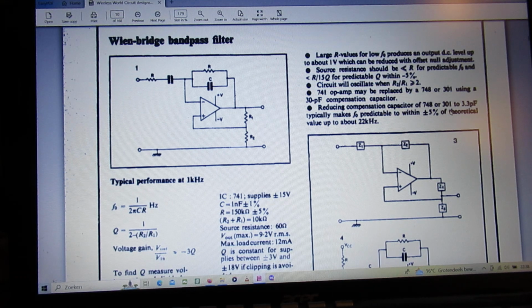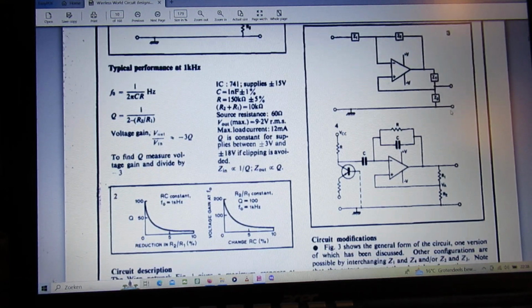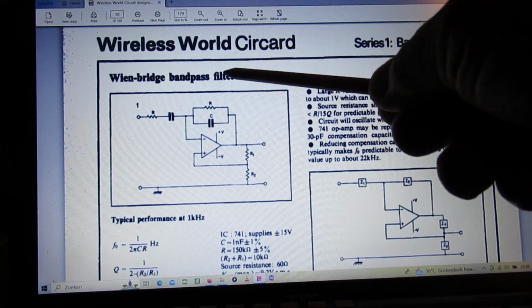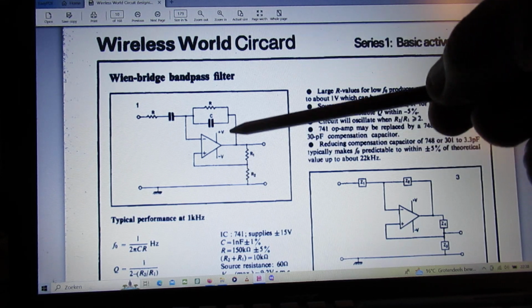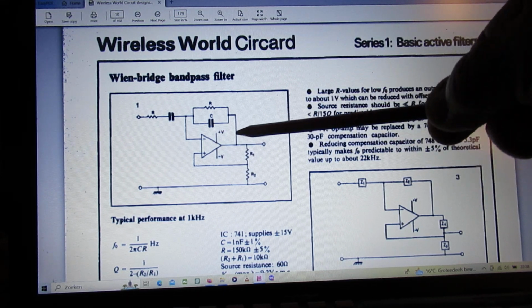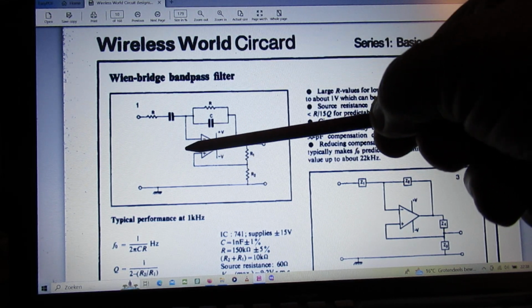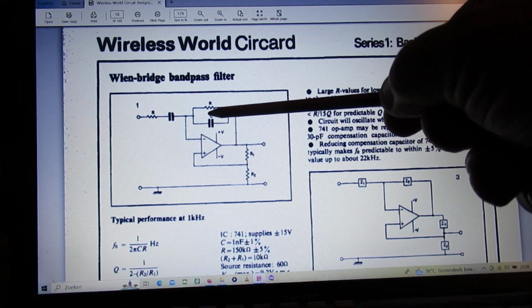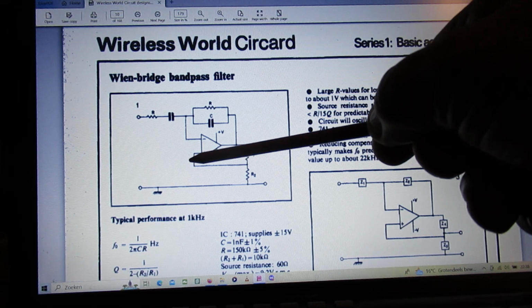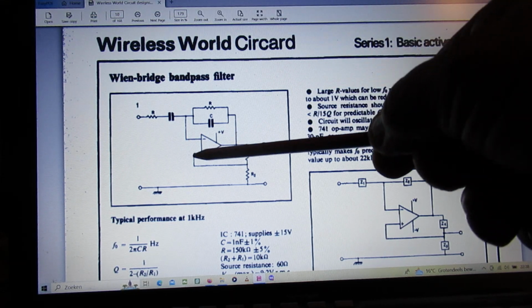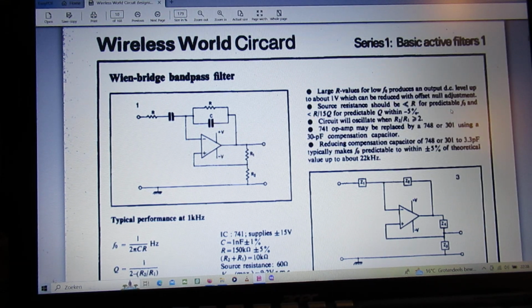I cannot go too deep in detail, but for instance, this is a very good example of how good this info is. Wien bridge bandpass filter. And when you know something about the Wien bridge, you know that there are in fact two parts of that filter, two legs in a certain way. They are combined, and that gives a very sharp peak on a certain frequency.